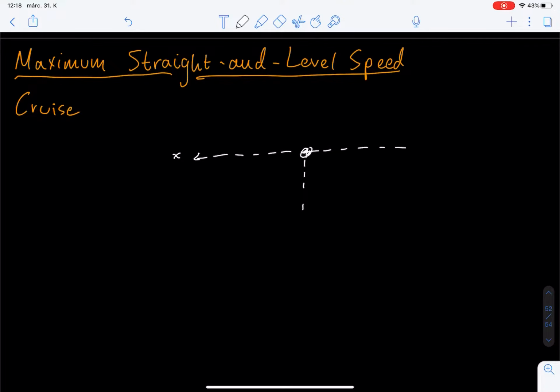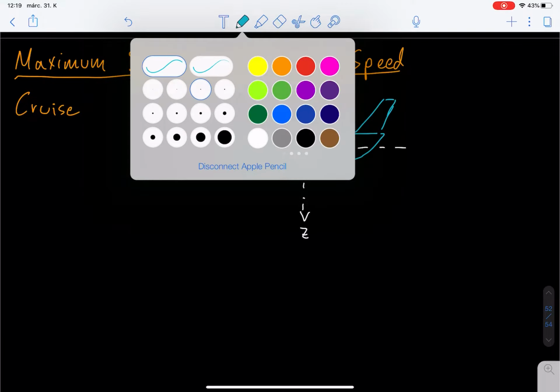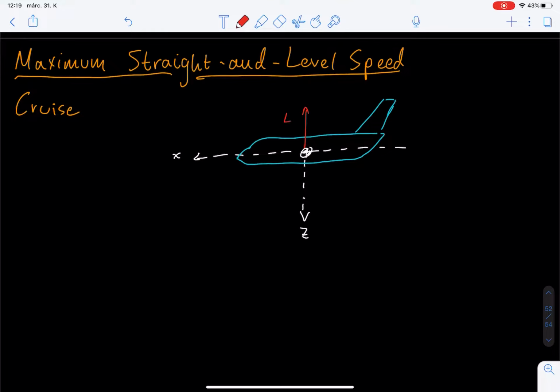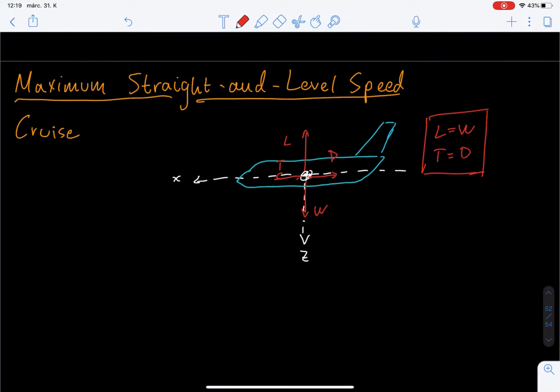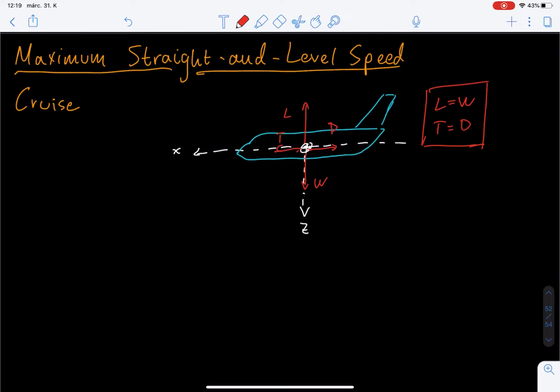distributed in such a way that the lift is opposing the weight and the thrust is opposing the drag. And everything of course acting through the center of pressure, the center of gravity. So we're going to have the lift opposing the weight and the thrust opposing the drag. And we're going to go back to this convention because for this discussion this is going to be sufficient.